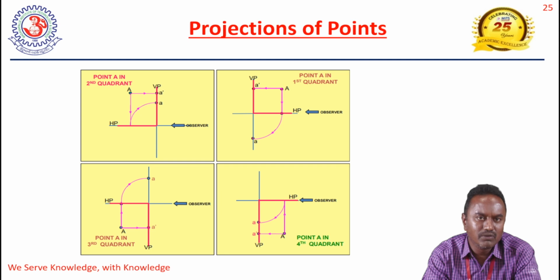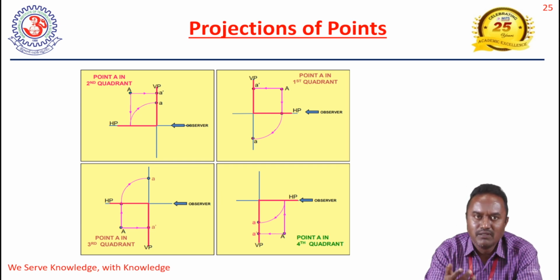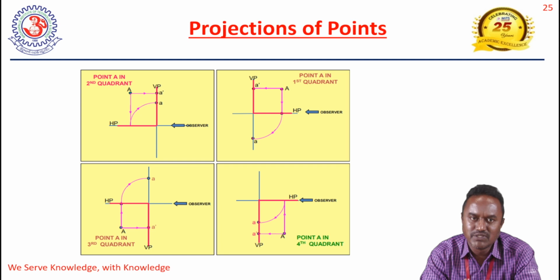So when we rotate 90 degrees again clockwise, the A is also going up. So both the front view A dash as well as A are coming above the XY line. That is called the second quadrant. The third quadrant is just the reverse of the first quadrant.